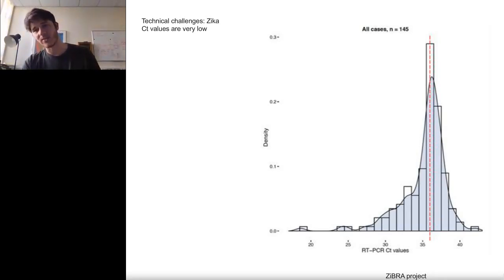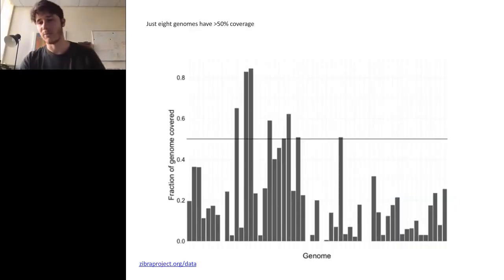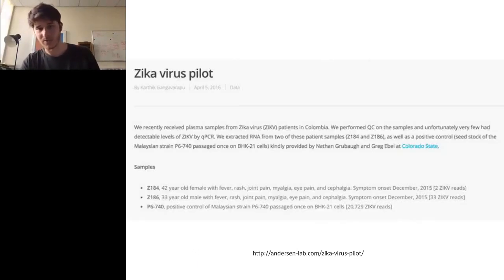And for the case of Zika, it was 36 was the most common value for the samples that we tested. So that tells you that there was a very small number of starting molecules in the sample, and that was making the genome sequencing very difficult. We were only able to properly sequence these 8 samples, if you define properly as being more than 50%. Really we would like to have been sequencing the entire genome.